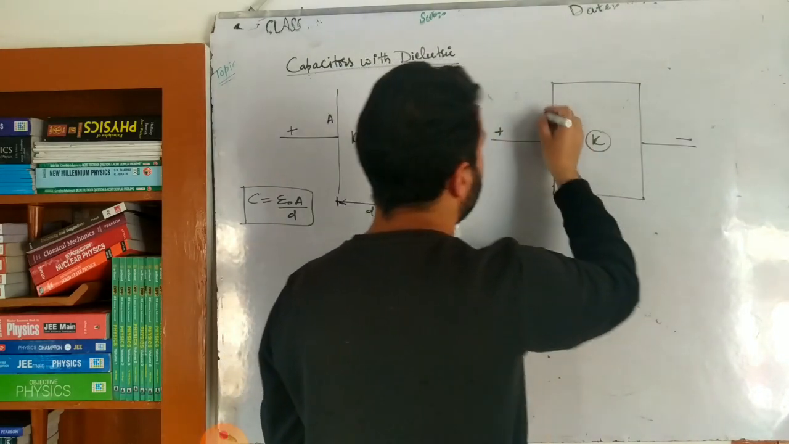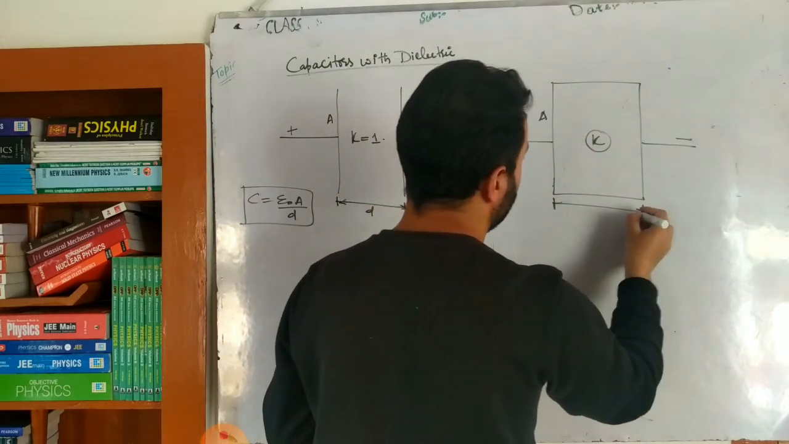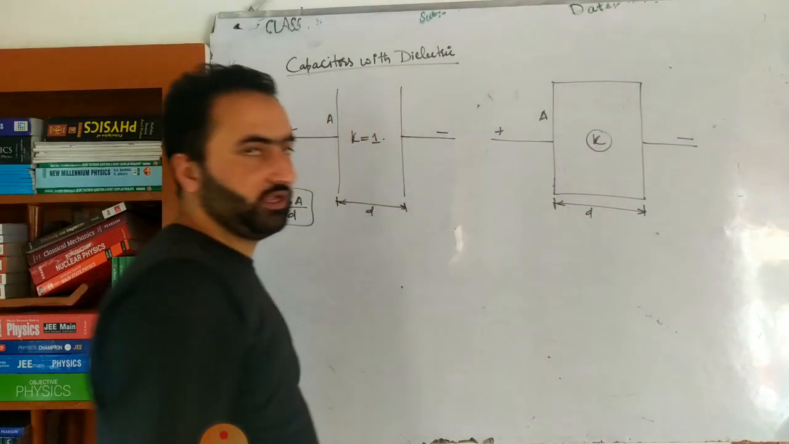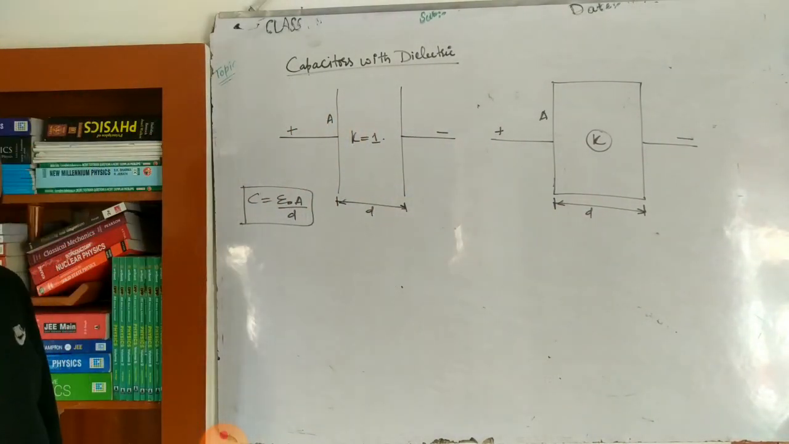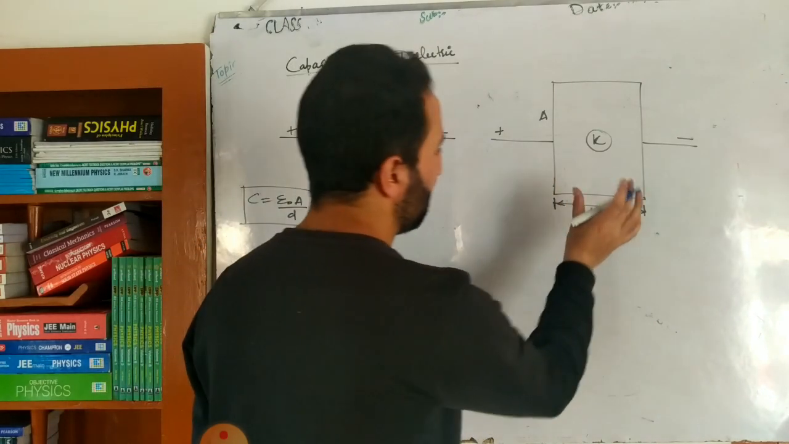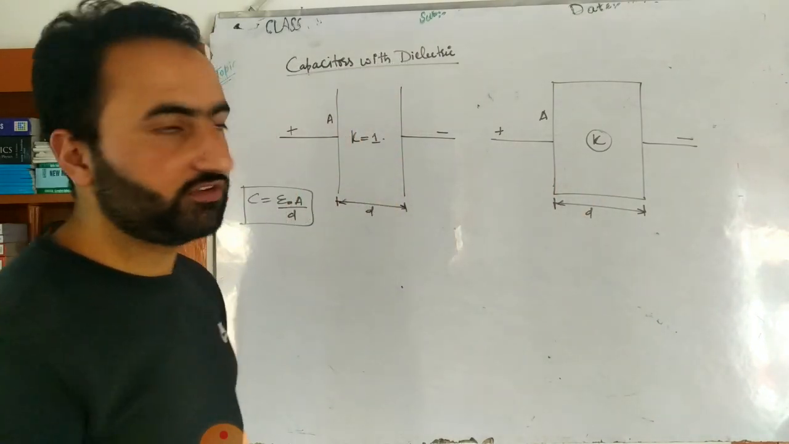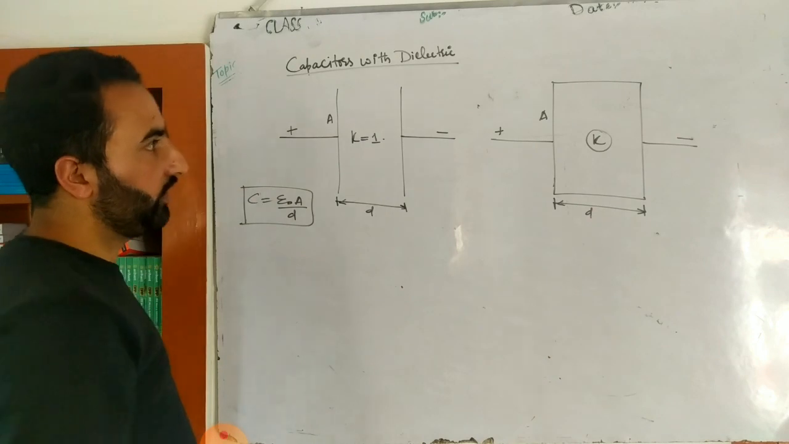This is positive, this is negative. Area is A and the separation here is D. It's completely filled. Completely filled with the dielectric means that the thickness of the dielectric is exactly equal to the separation between the plates, D. Now we have to calculate what?